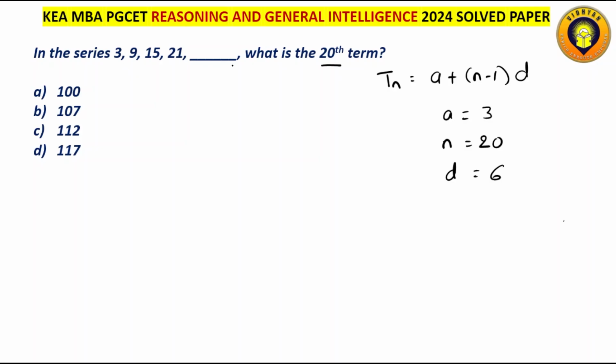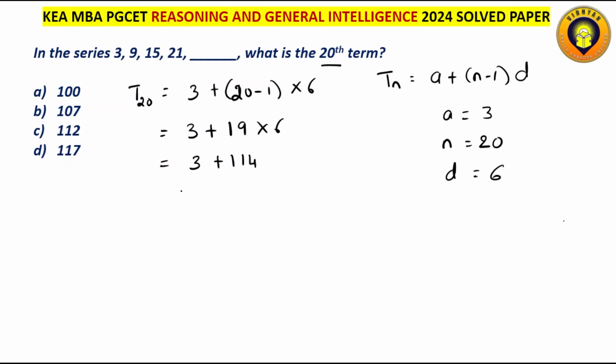Now substitute the values. You will get T20 is equal to 3 plus 20 minus 1 into 6, which is 3 plus 19 into 6. So 19 sixes is 114. 114 plus 3 is 117, option D.